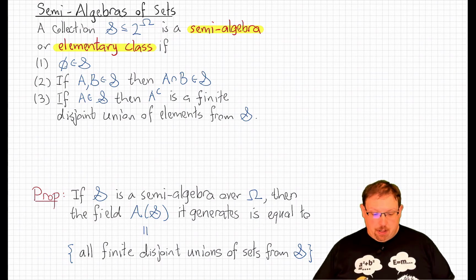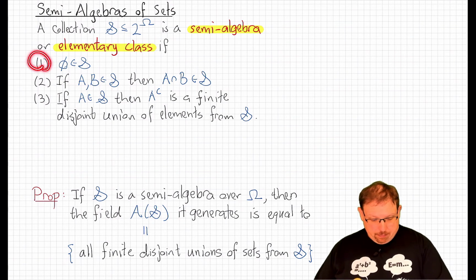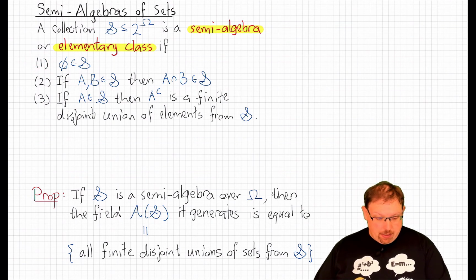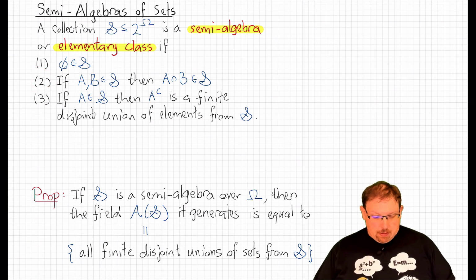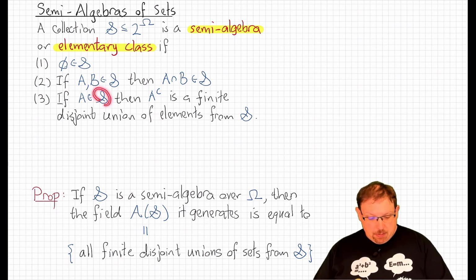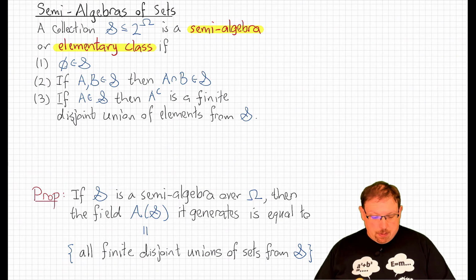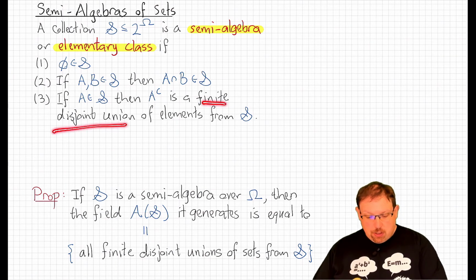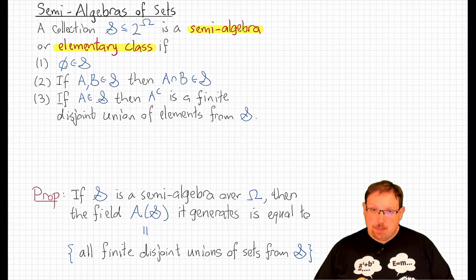A semi-algebra over a sample space omega is a collection of subsets that contains the empty set, is closed under finite intersection. So far, it feels like we're reproducing the definition of a field, but the weakening is with regard to the complement. In a field, the field would have to be closed under the complement, but in a semi-algebra, the complement of any set in the semi-algebra is not necessarily back in the algebra, but is instead a finite disjoint union of elements from the semi-algebra.